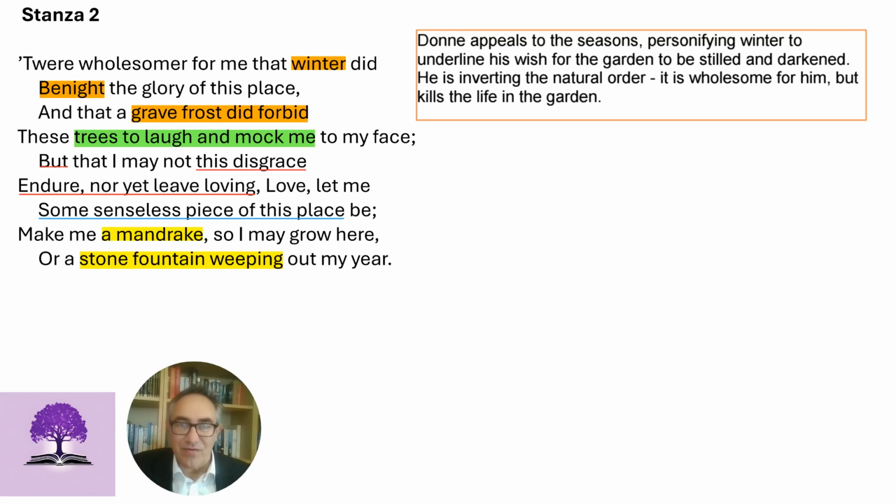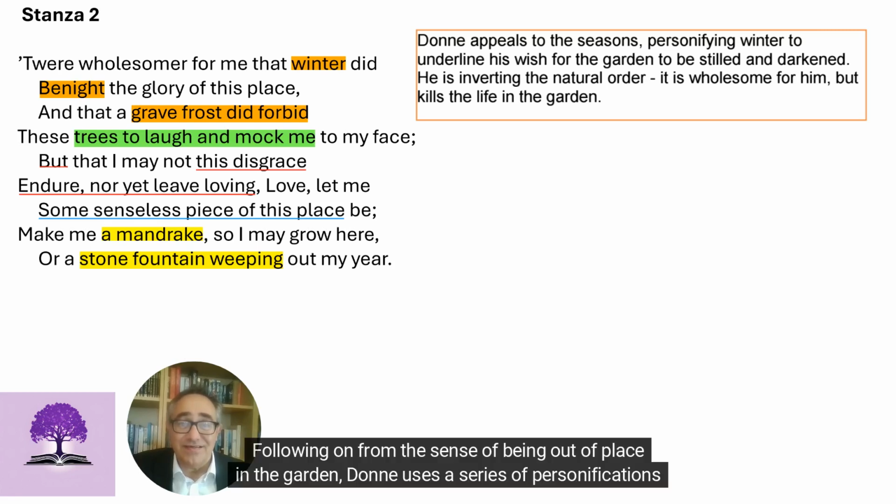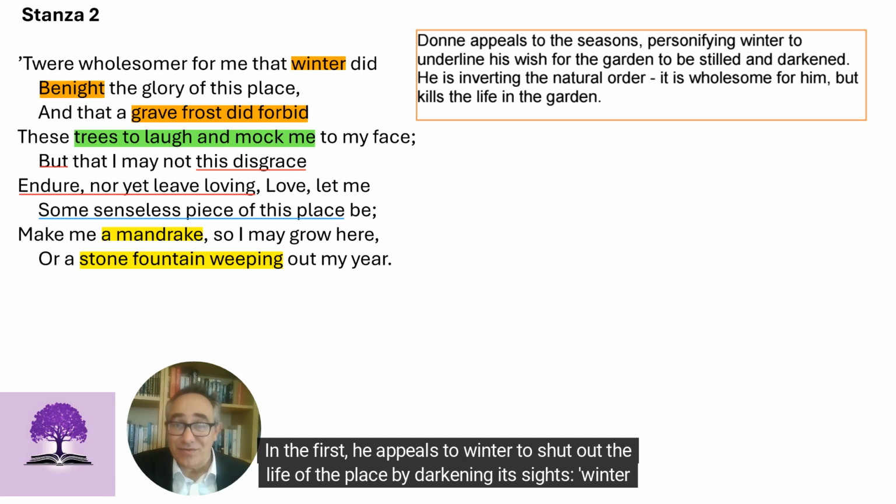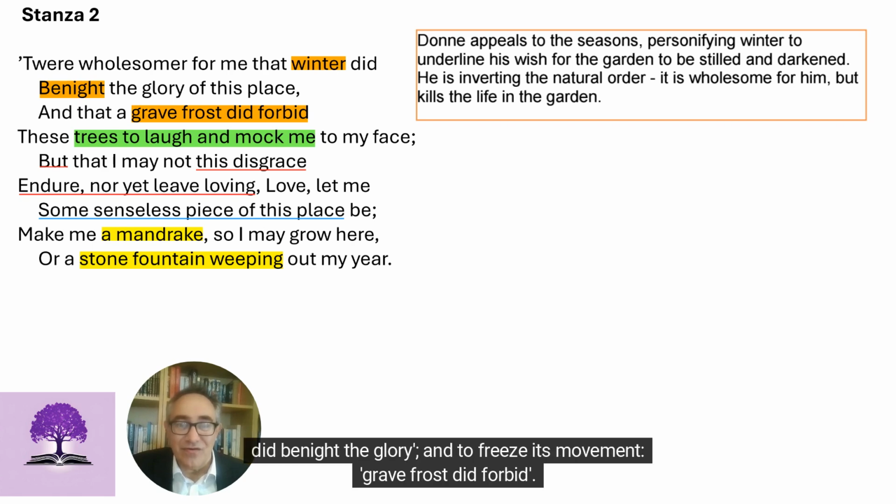Stanza 2, following on from the sense of being out of place in the garden, Donne uses a series of personifications in the opening of stanza 2. In the first, he appeals to winter to shut out the life of the place by darkening its sights. "Winter did benight the glory," and to freeze its movement, "grave frost did forbid."